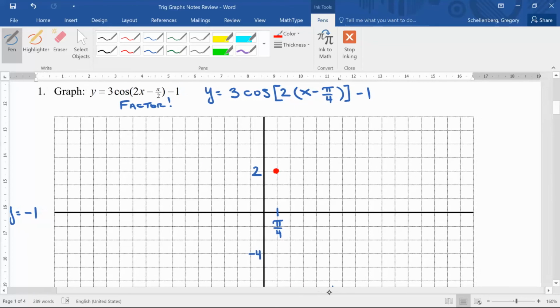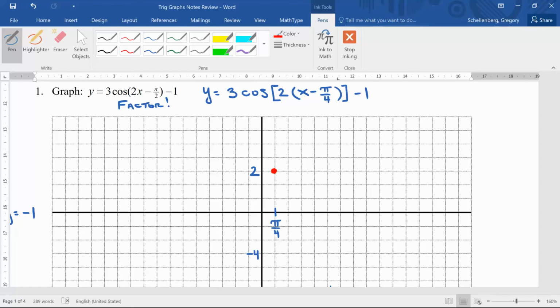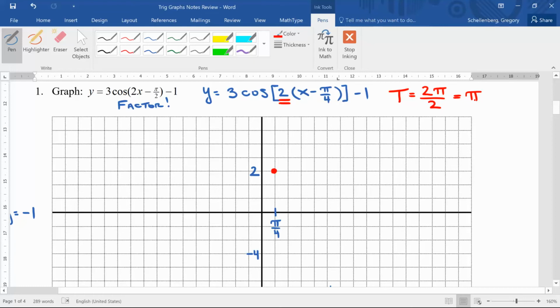Now, the next part of this is we need to identify what our significant points are. So we've got to take into consideration what the period of the function is. So the period T is equal to 2 pi divided by b. Here's our b value, it is 2. So our period is pi. Okay, we've had horizontal compression by a factor of 1/2. So it cuts our period in half. So the period of a basic cosine function, which is 2 pi, is now pi.